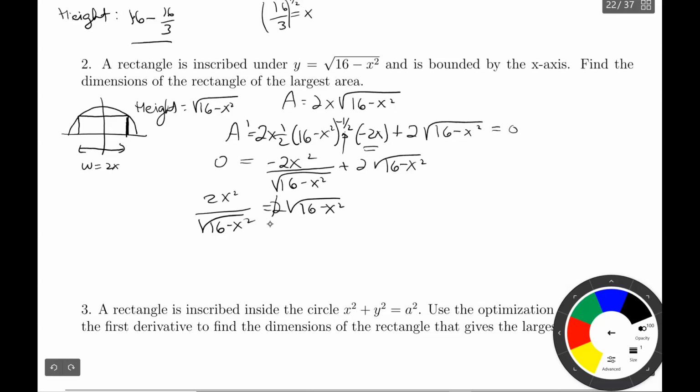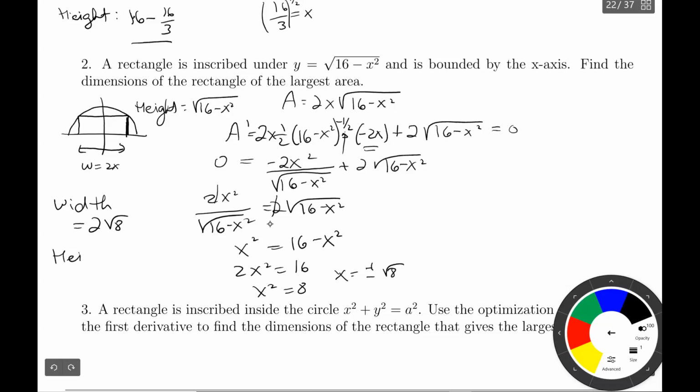Then I'm going to cancel the 2's. And then I'm going to multiply by the radical. So I get x squared is equal to 16 minus x squared. So now I'm going to add this. So I get 2x squared is 16. X squared is 8. So I get x is equal to plus or minus root 8. So then the width of my rectangle will be 2 times root 8.